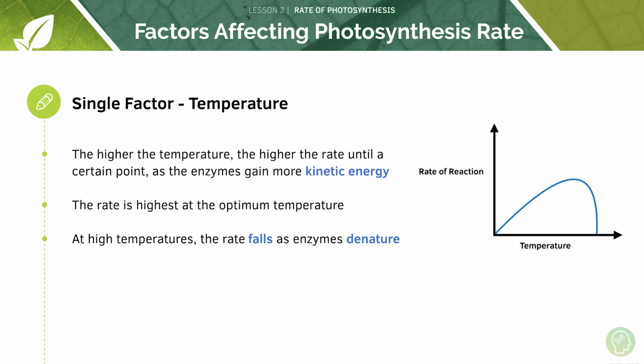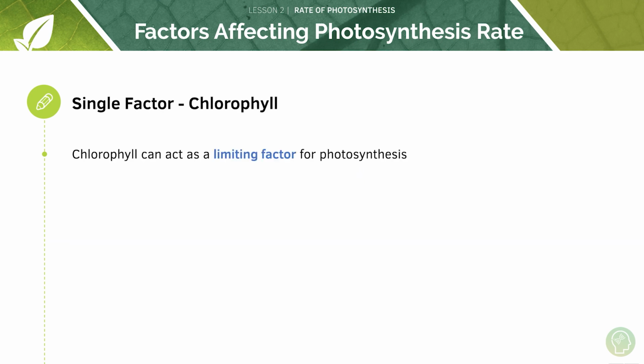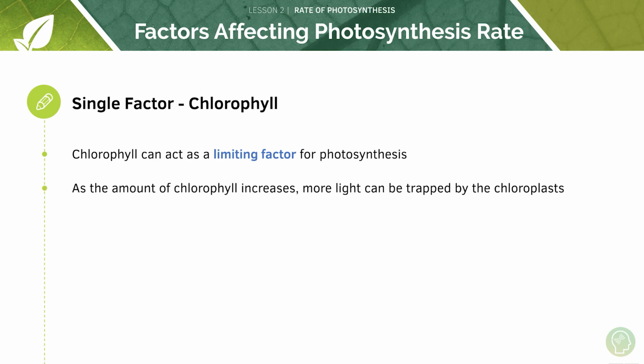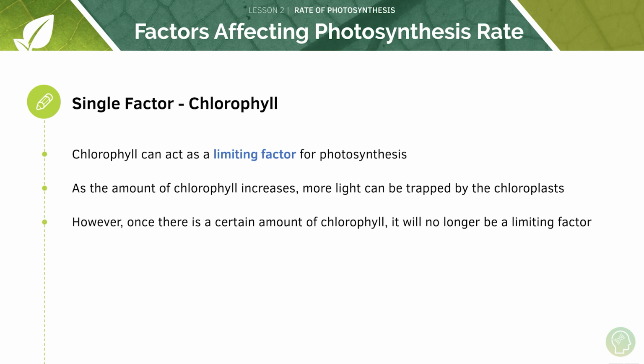So we've covered carbon dioxide concentration, light intensity and temperature, and now we're going to have a look at another limiting factor, chlorophyll. Chlorophyll can act as a limiting factor for photosynthesis. As the amount of chlorophyll increases, we're going to be able to trap more light by the chloroplast. However, once there is a certain amount of chlorophyll, it will no longer be a limiting factor.